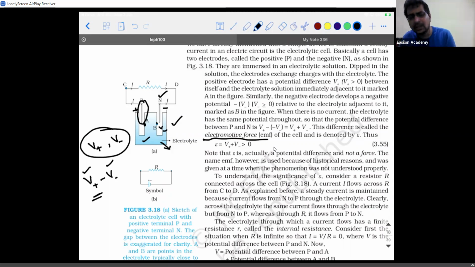or in other terms, electromotive force. Okay, let me give you a practical example of this. Suppose you go to a shop and try to buy a 9-volt battery. Let's say you're going to an electronic shop. You're telling the shopkeeper that I need a 9-volt battery.